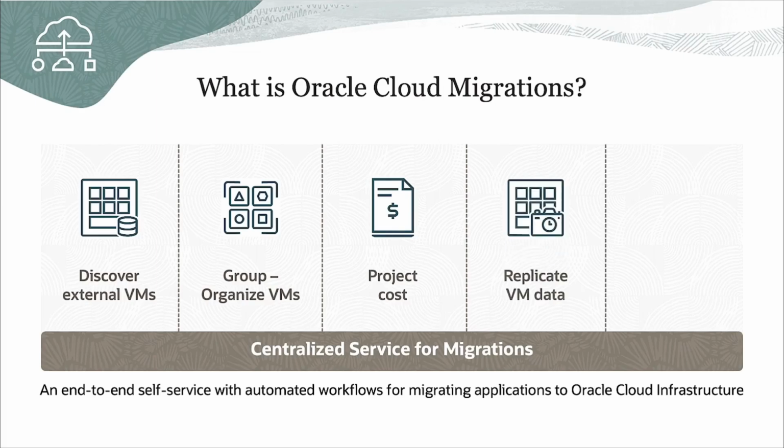Replication is one of the key features. You'll have capabilities to replicate data over the network. That means you can copy the VM data from the source into the target OCI environment. And then finally, using this replicated data, you can launch them as compute instances, which will have the same application as it was running in the source virtual machine.